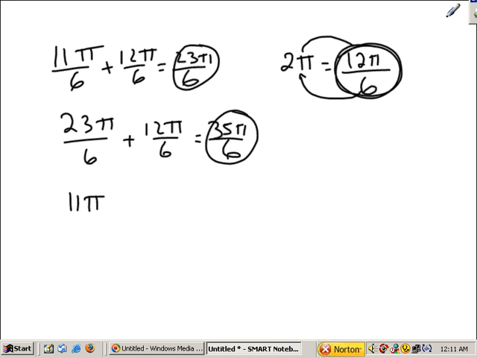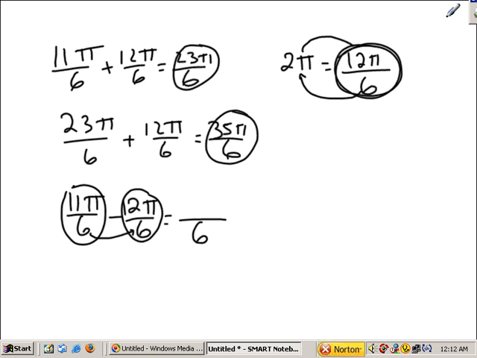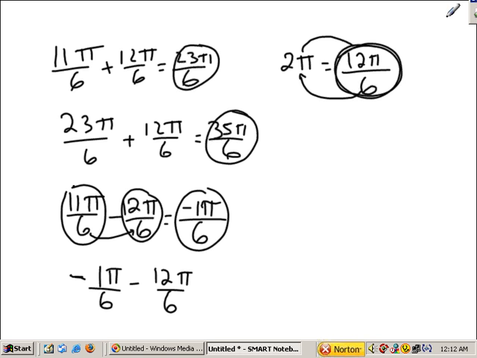If I take 11 pi over 6, 6 goes into 11 less than 2 times. That is, this is less than 2 pi. If you have less than 2 pi's and you take away 2 pi's, it'll turn negative. But once again, I'm going to write my 2 pi with a 6 on the bottom, because in subtraction, if the denominators are the same, you just keep it. Subtract the numerators. 11 take away 12 is negative 1. Negative 1 pi over 6. That's one answer. You have negative 1 pi over 6, and you take away 12 pi over 6. You take away 1 pi, and then you take away 12 pi's. You took away 13 pi's, which is a negative number.